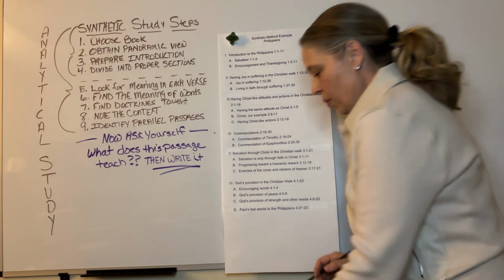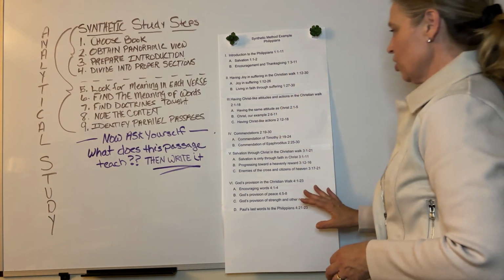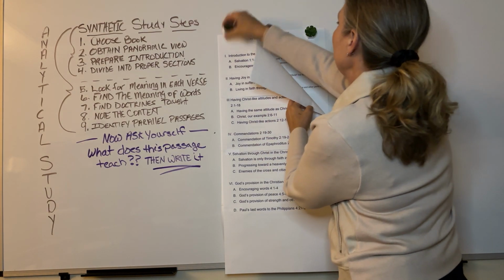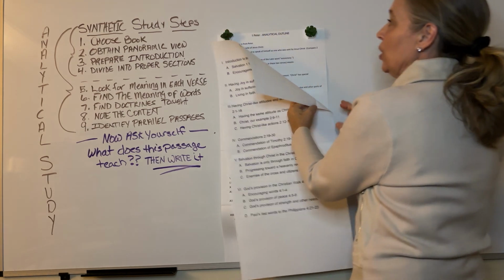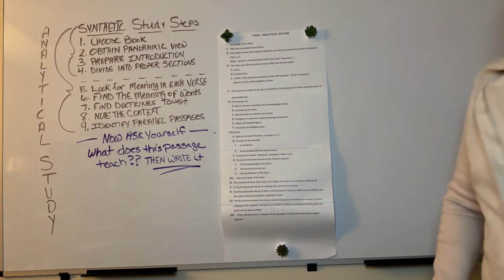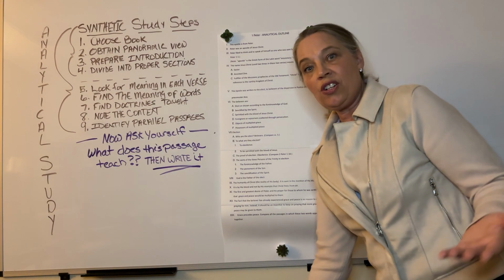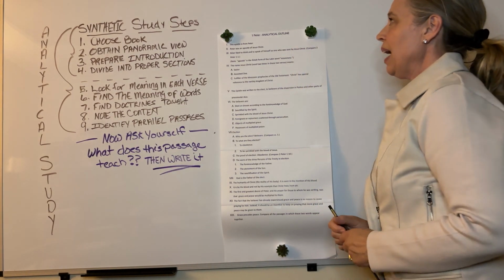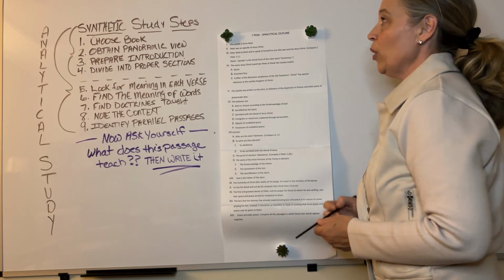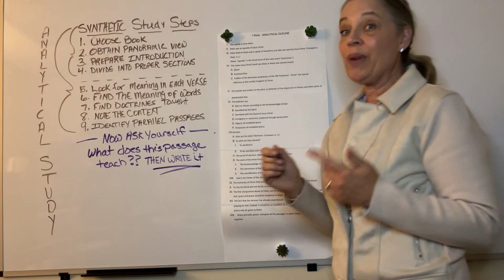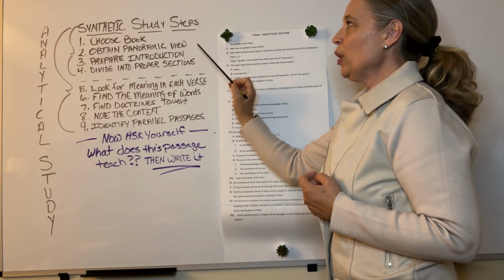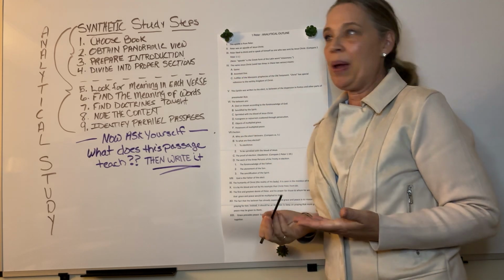All right, so I'm going to take that down just as a quick reminder of what that is supposed to look like, because our analytical outline is going to look different. When we start to do our analytical outline of a book of the Bible, this is what I'm going to expect to get from you. I'm going to expect that you have already done these things. You're going to choose your book. You're going to obtain a panoramic view.